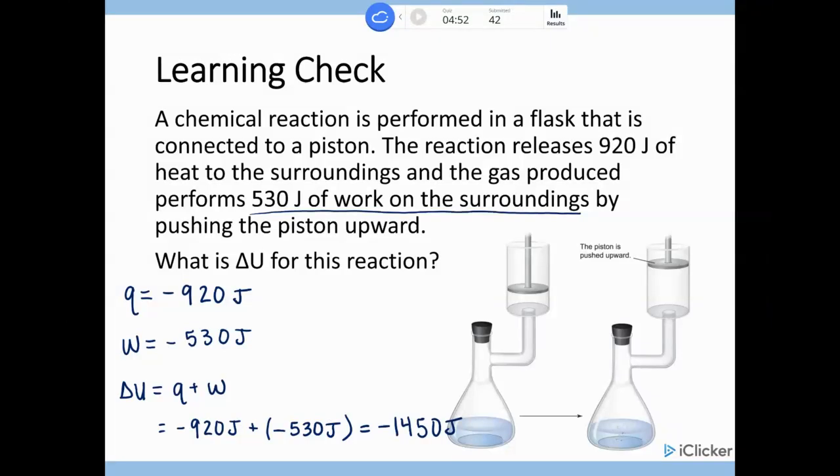Yes. So it's negative just because the work is on the surroundings, not on the system. Right. Yeah, the work is done by the system on the surroundings. If the work is done by the surroundings to the system, then it would be positive. Yeah. Other questions on this?